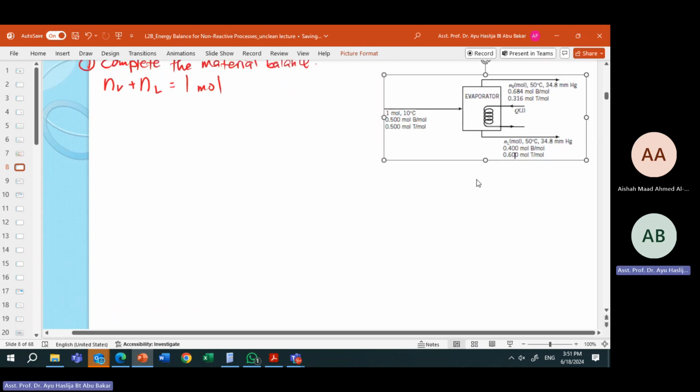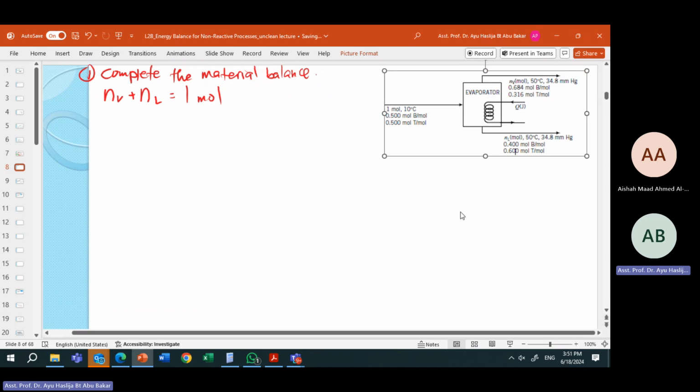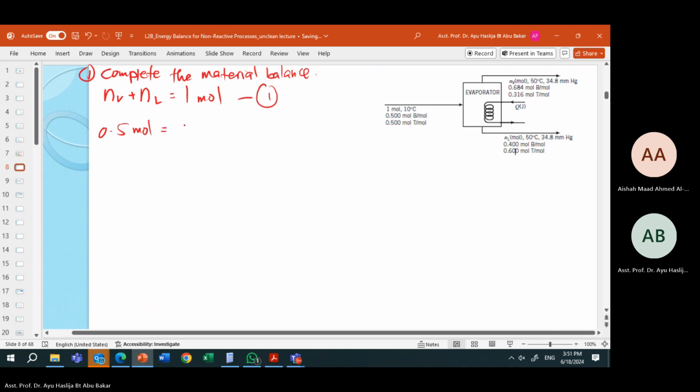Follow me closely. Stop me whenever you are stuck. Now, NV plus NL equals to 1 mole. In equals to out. So from here, we do the material balance. This one is the first equation that we get. Then from here, 0.5 mole of B. Sorry, this one 0.5 mole of B.